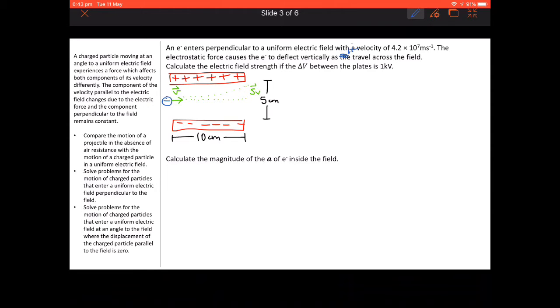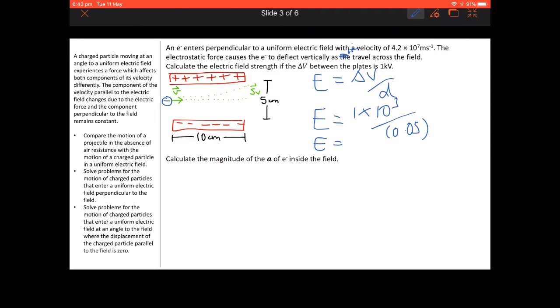To work this out, we just use E equals potential difference divided by distance between the plates. This will be 1 kilovolt, which is 1 × 10^3, divided by 5 centimeters, which is 0.05 meters. And our electric field strength is going to be 2 × 10^4 volts per meter.